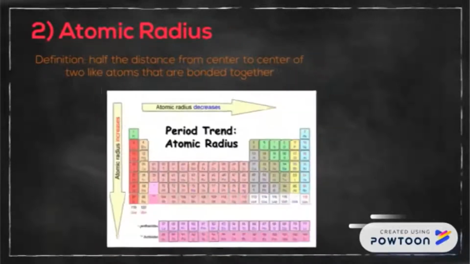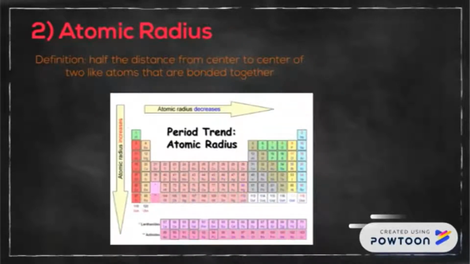Number 2. Atomic radius. Atomic radius is half the distance from center to center of two like atoms that are bonded together. The exact size of an atom is hard to determine, so an atom's size depends on the volume occupied by the electrons around the nucleus. The electrons do not move in well-defined paths.